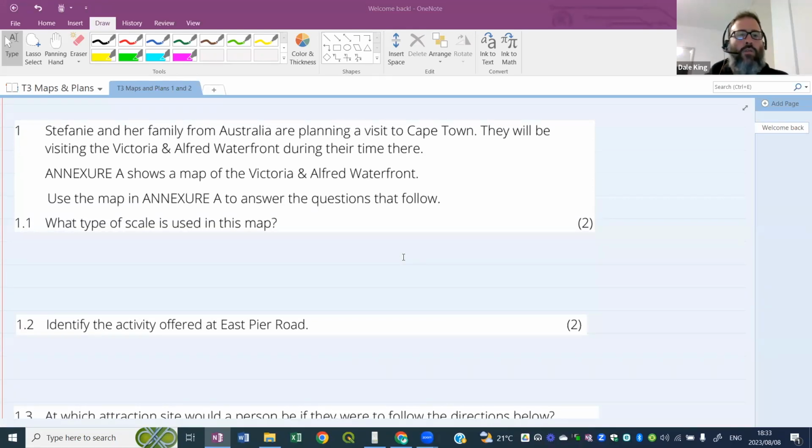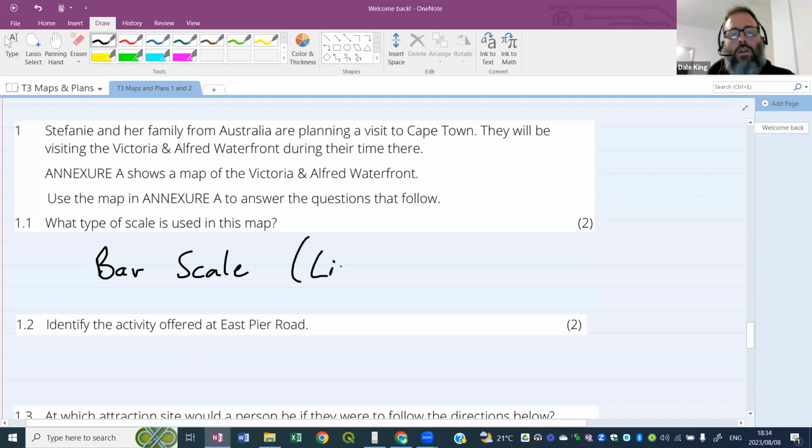So it says here, Stephanie and her family from Australia are planning to visit Cape Town. I wouldn't go now. They will be visiting the Victoria and Alfred Waterfront during their time there. Annexure A, which is the map, shows a map of the Victoria and Alfred Waterfront. Use the map in Annexure A to answer the following questions. All right, here we go. What type of scale is used in the map? You guys already told me. Bar scale. I'll give you another word, linear scale, but bar scale is the preferred answer. Yep, we got that. Good.